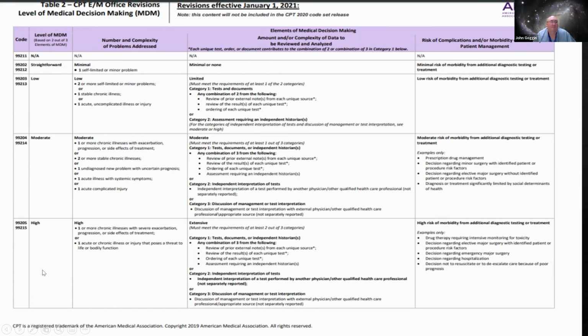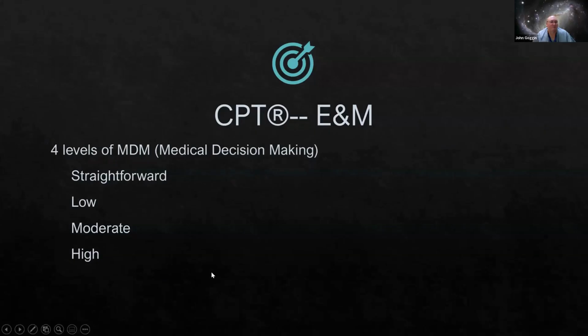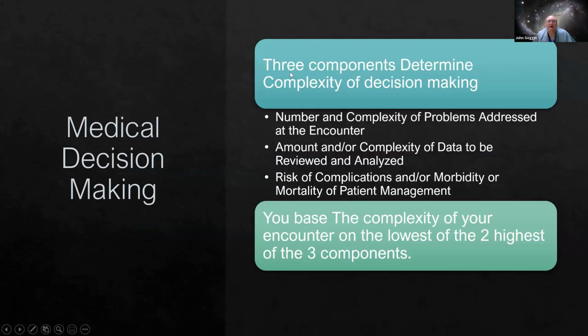So I'm going to kind of go through this huge chart a little at a time and see if we can make some sense of it. So again, there are 4 levels of medical decision making. There's straightforward, low, moderate, and high. And when we decide what level of medical decision making we're talking about, there are 3 components that determine the complexity of medical decision making. First thing we look at is the number and complexity of the problems being addressed. And again, it's important to remember that this is addressed at that encounter.